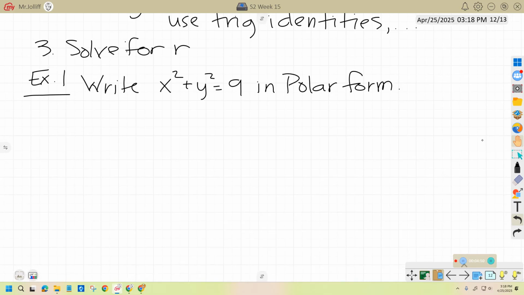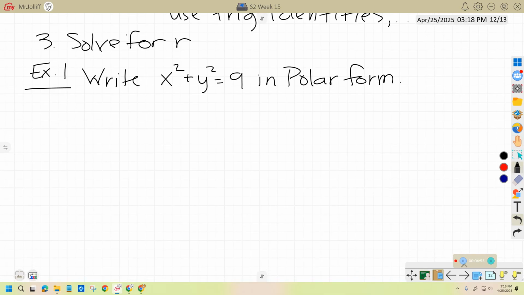We want to write x squared plus y squared equals 9 in polar form.